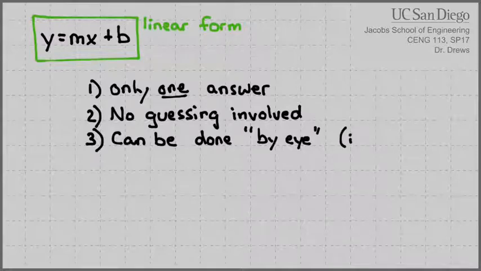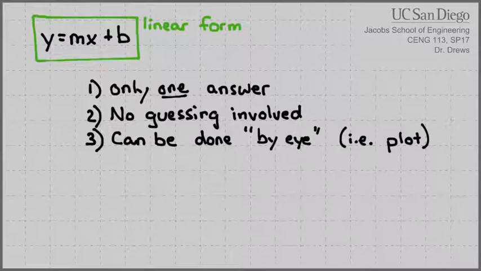What I mean by eye is that, if you are given a plot, it's pretty easy to calculate a slope and an intercept if the line is straight. It's a lot more difficult to do the next method that we'll talk about in a moment. But if I give you a plot and I put the axes as something relatively easy so that the lines line up, it's pretty easy to figure these things out by eye.